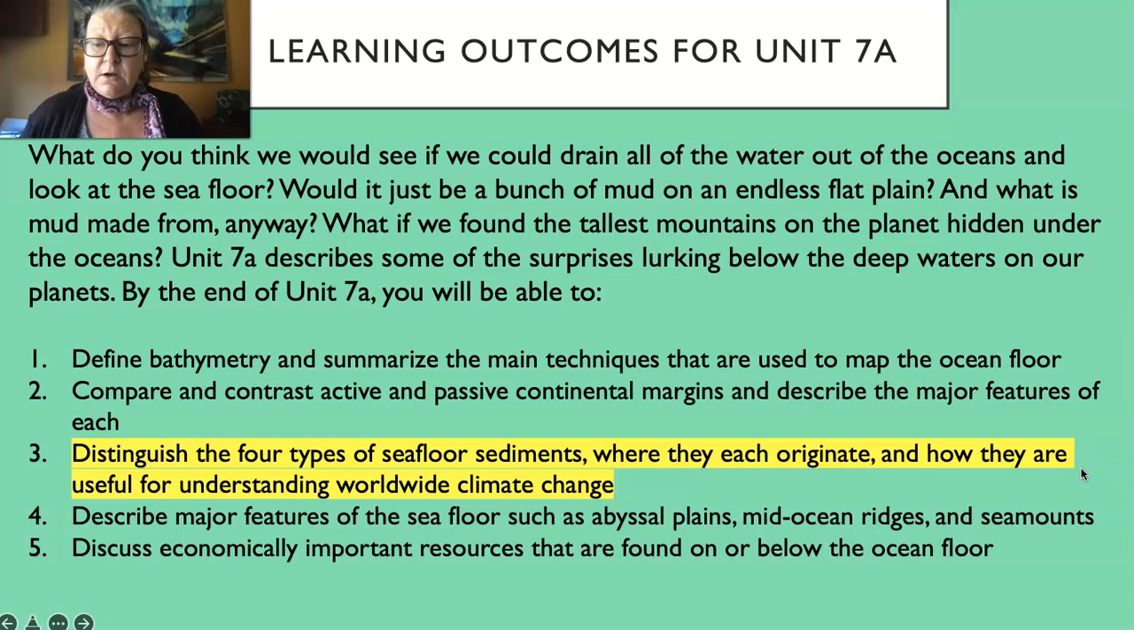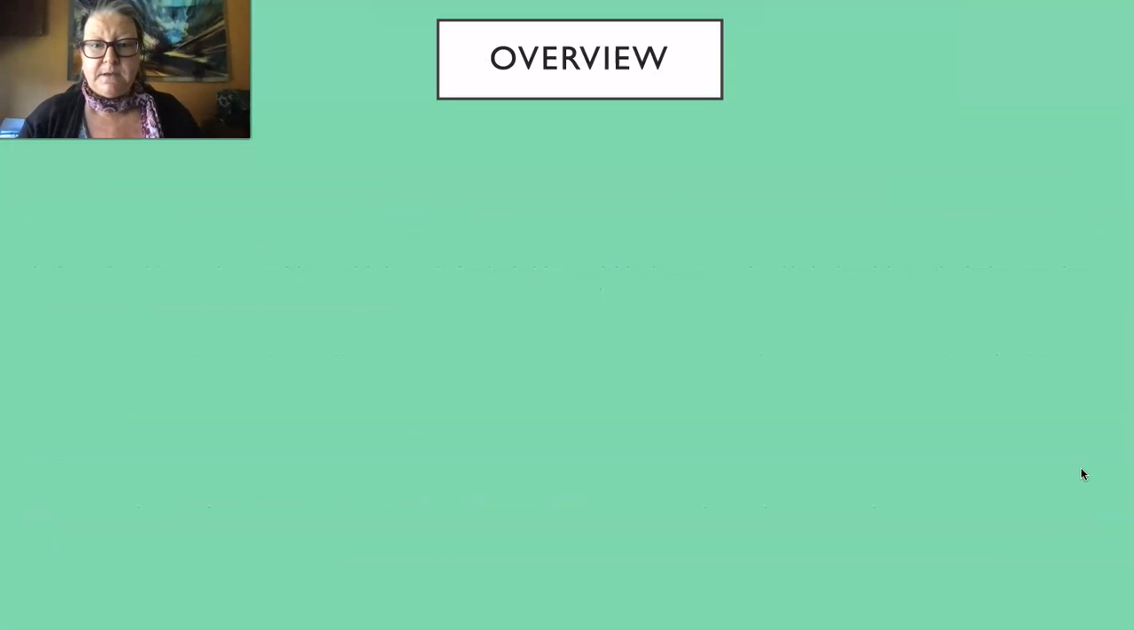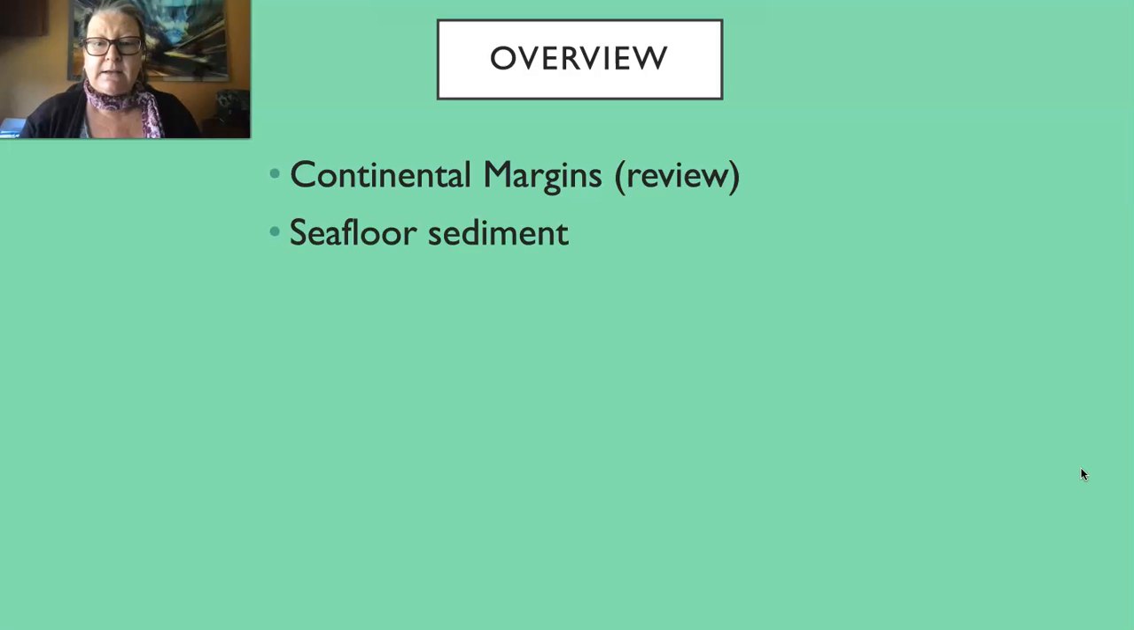As a reminder, this is one of our Unit 7A outcomes. Distinguish 4 types of seafloor sediments, where they each originate, and how they're useful for understanding worldwide climate. I'm also going to do a very brief overview of passive and active continental margins. So here's what we're going to look at: the continental margin review, and then the seafloor sediment.